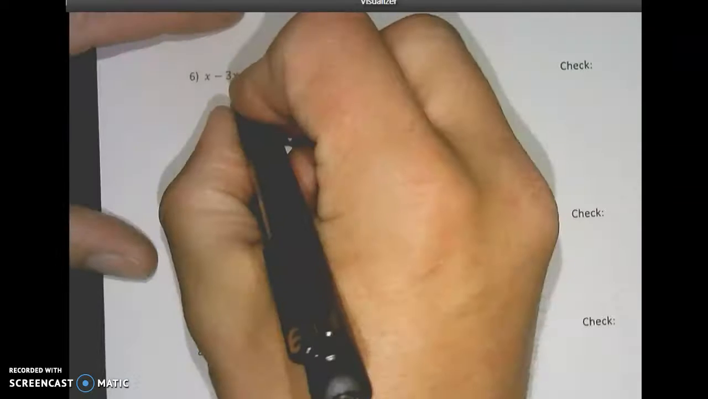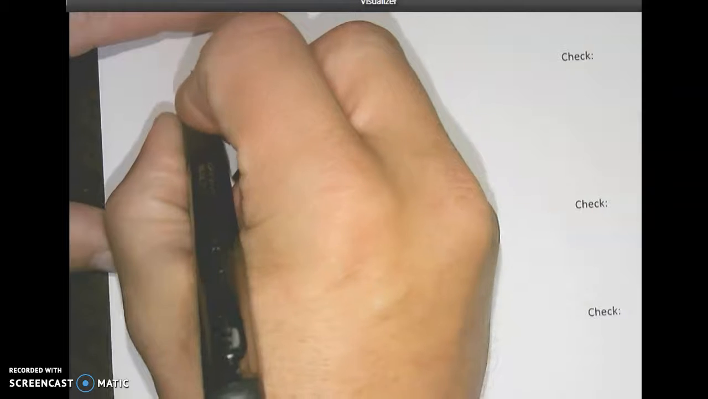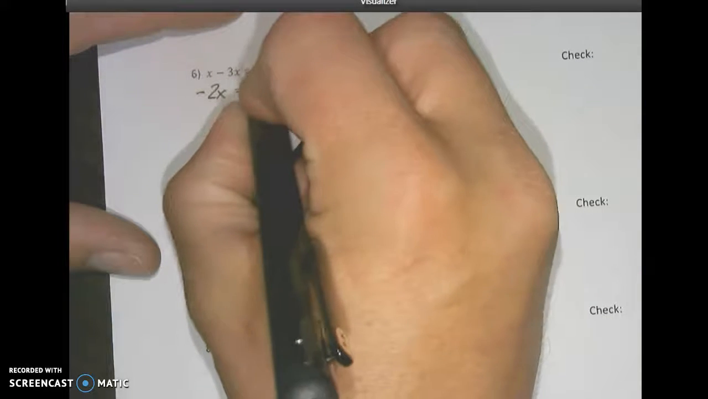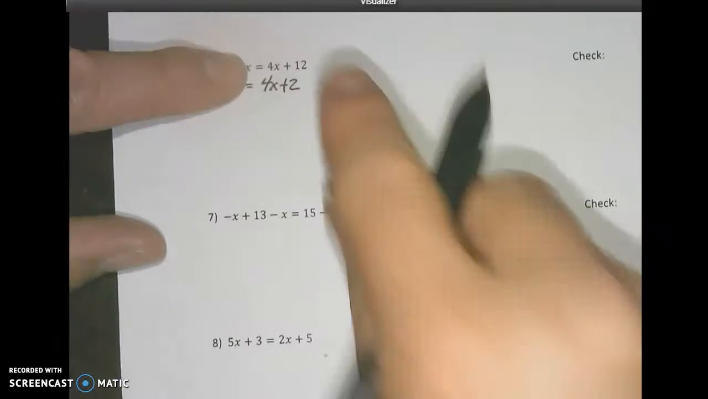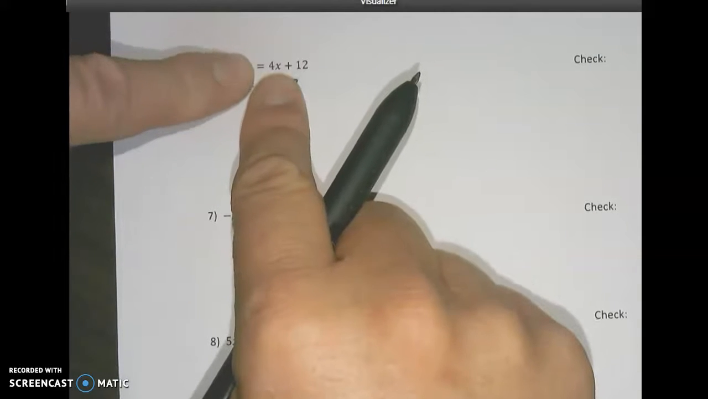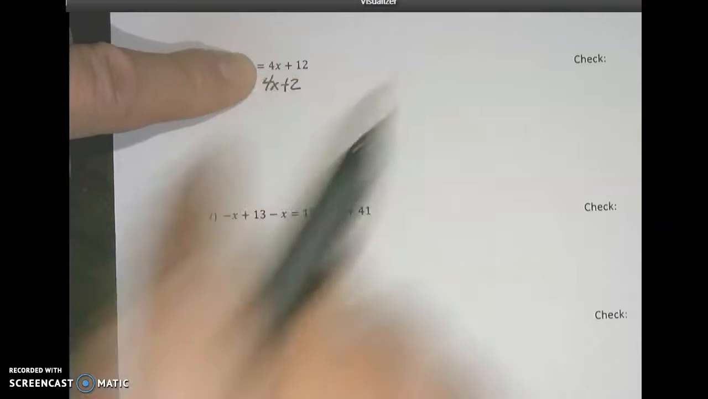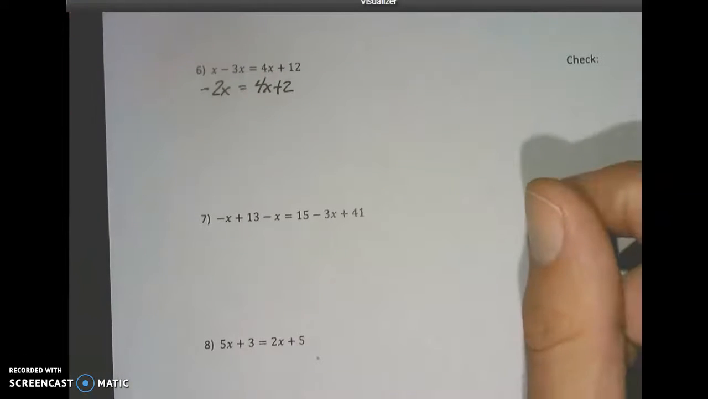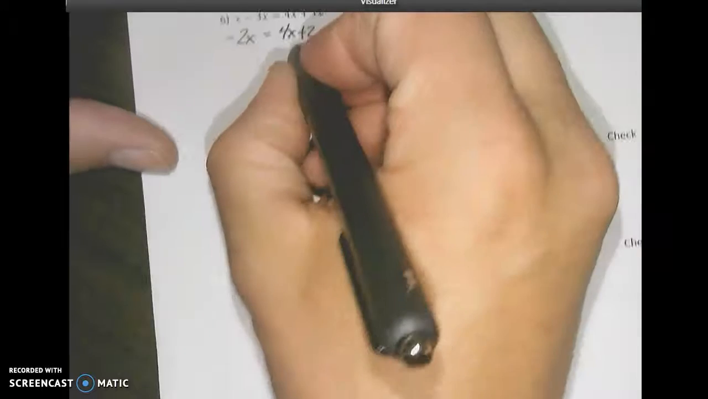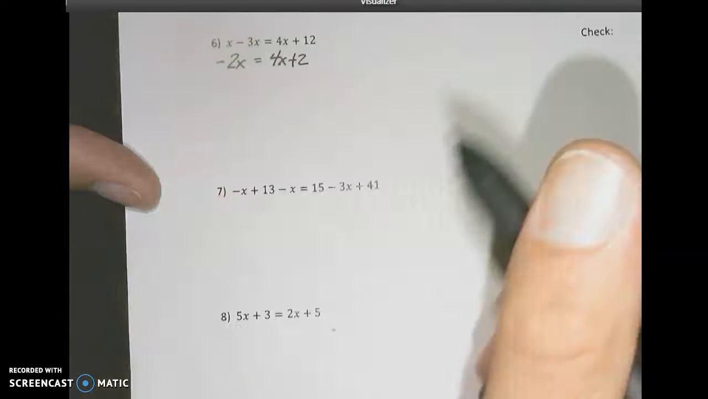So as we simplify that, that's negative 2x. Okay? And I can't do anything else to this side. Why can't I do anything to these guys? One has an x, the other doesn't. So they don't have anything in common. We can't put them together.